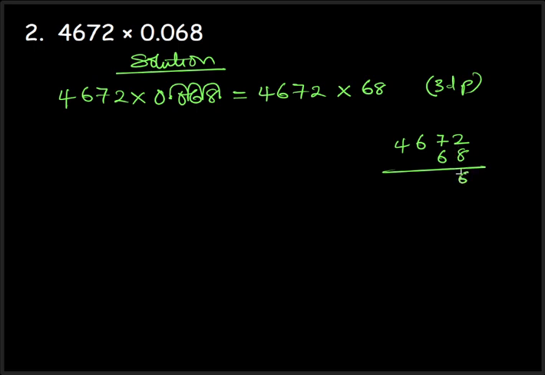8 times 2 is 16, carry 1. 8 times 7 is 56, 57. 8 times 6 is 48 plus 5, 53. 8 times 4, 32 plus 5, 37. Then 6 times 2 will give us 12. 2, carry 1.